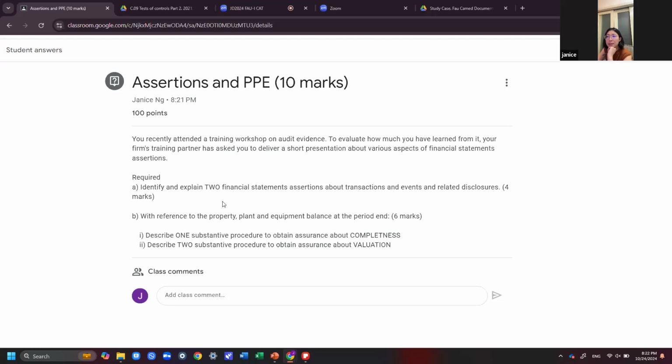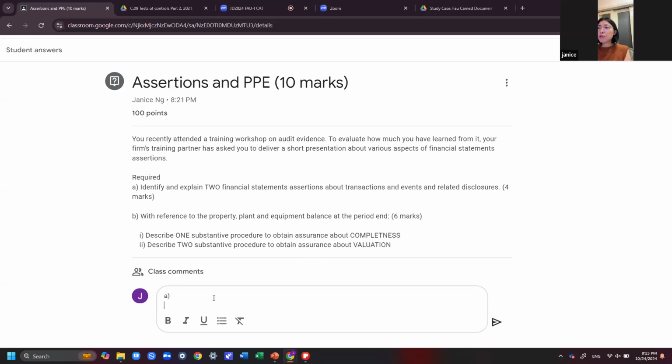A. Identify and explain 2 financial assertions about transactions and events and related disclosures. B. With reference to the property, plant, and equipment balance at the period end, describe 1 substantive procedure to obtain assurance about completeness, and describe 2 substantive procedures to obtain assurance about valuation. I would be so happy to get a question like that for the exam, because I feel this is quite easy. So question A, let's have a look.